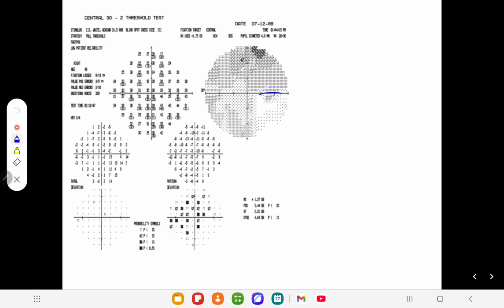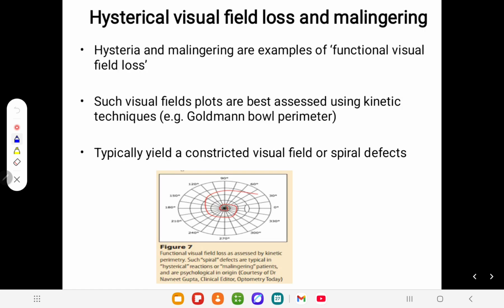So it looks like this. Can you see the abnormally high patches, the clear patches? In this particular case, you must see here that fixation loss is high and false positive is really high. So it's a double X, isn't it? So you must understand this.